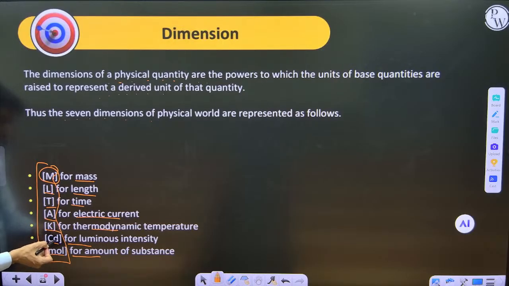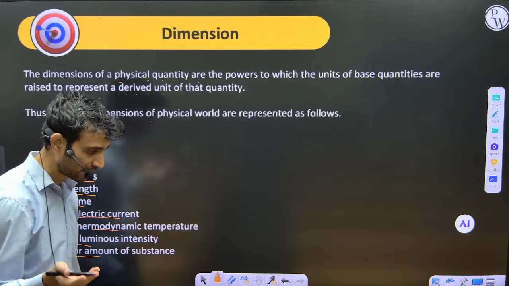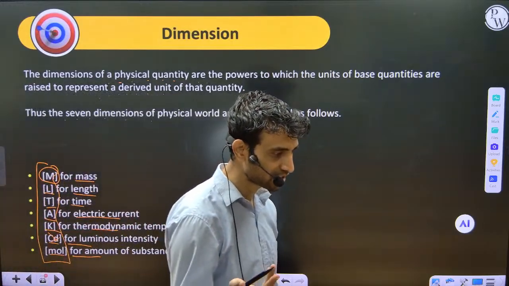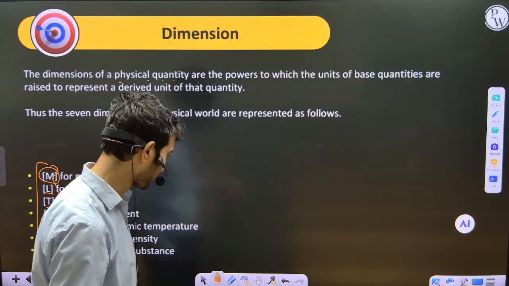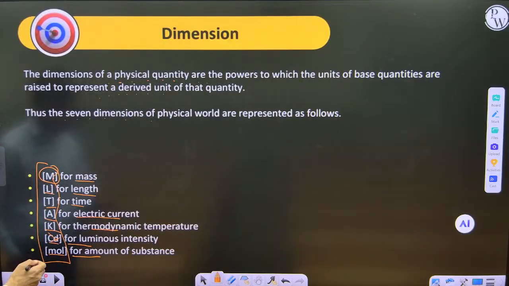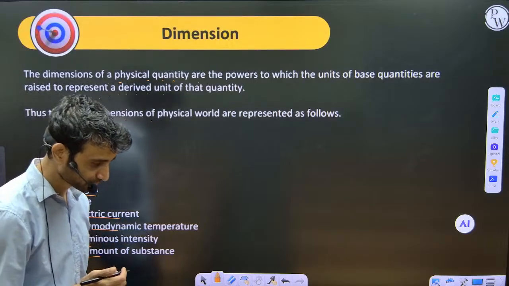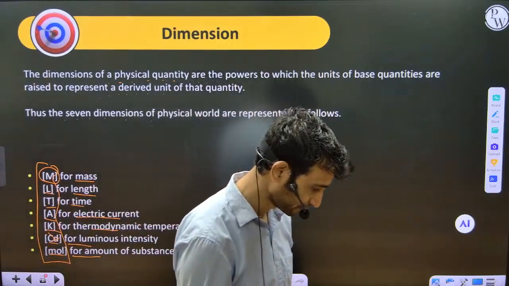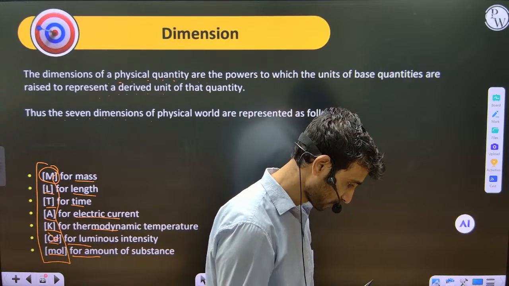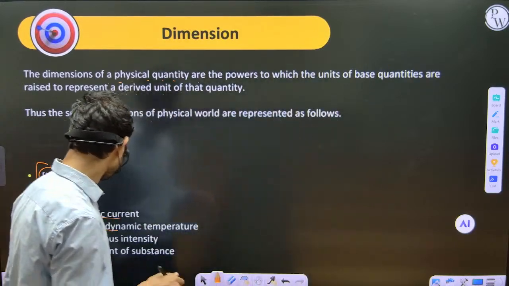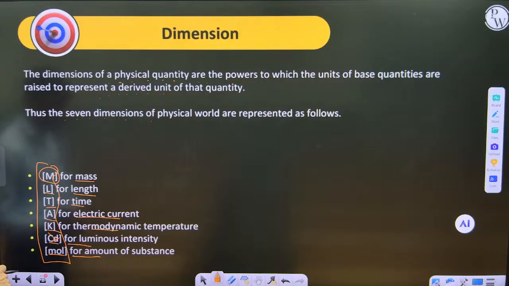CD is difficult anyway. We don't use candela. You can kind of ignore candela, luminous intensity. It's not there in 11th and 12th syllabus. And mole is self-evident, right? Self-explanatory. So if you just remember these, we'll be able to talk about the dimensions. So let's take some examples. You will understand. It's very easy, but the time's almost about to be up.